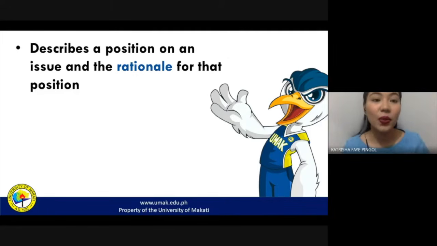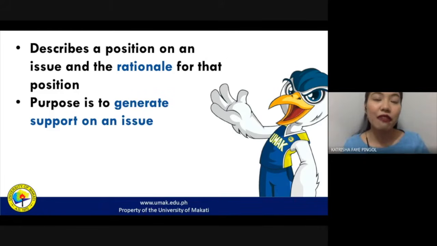So it's either you agree or you disagree, or you're in favor or not in favor of that particular issue or topic. And it's not enough that you just state if you agree or disagree. You also have to include in your position paper the reason why you agree or disagree.